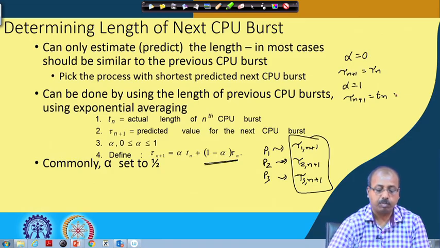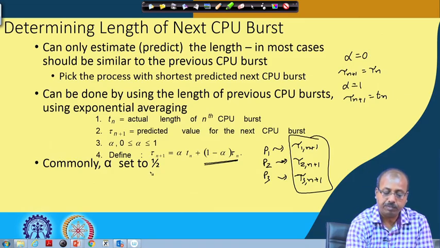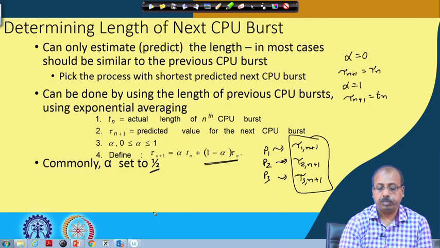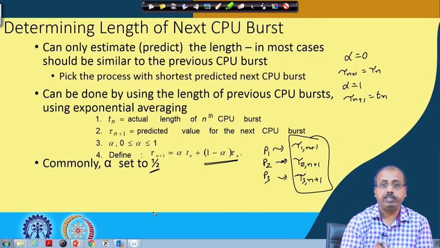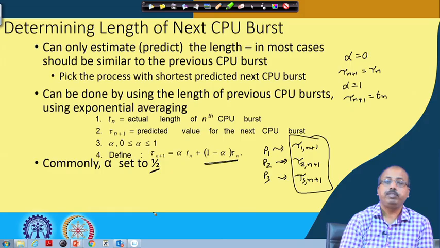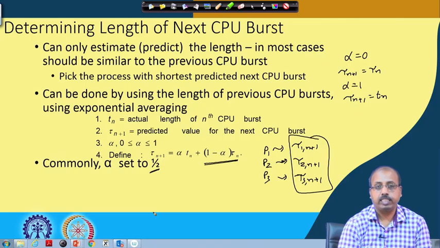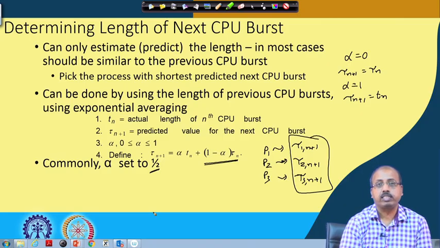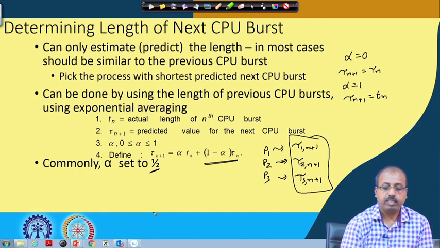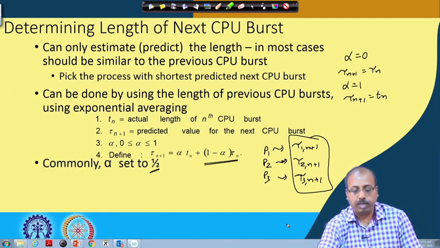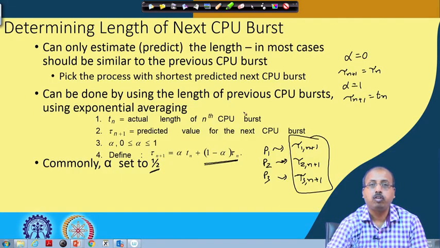So, alpha is normally set to half or 0.5, and that puts equal weightage on the previous CPU burst size and the previous CPU burst prediction. And that previous CPU burst prediction, in its expansion we have seen that it has the effect of all the previous CPU burst times in actual. So, this way the shortest job first algorithm can be approximated, and this is very common.